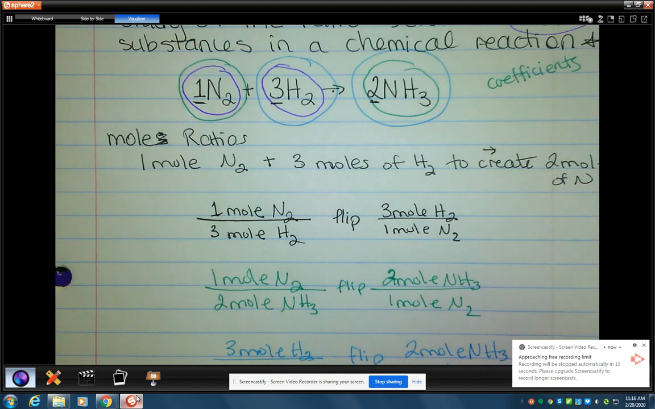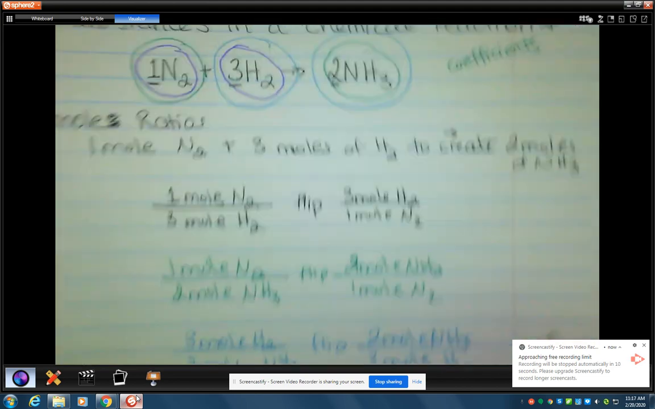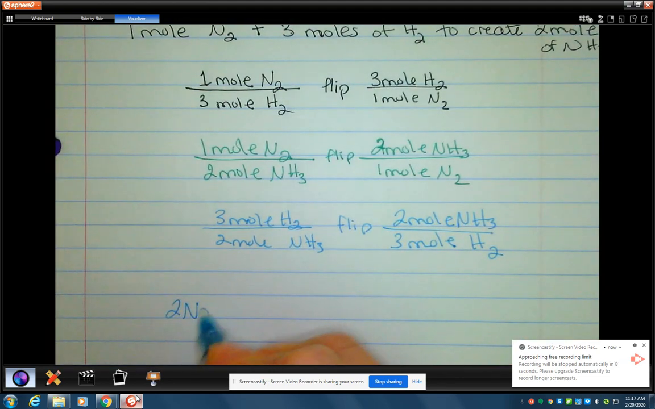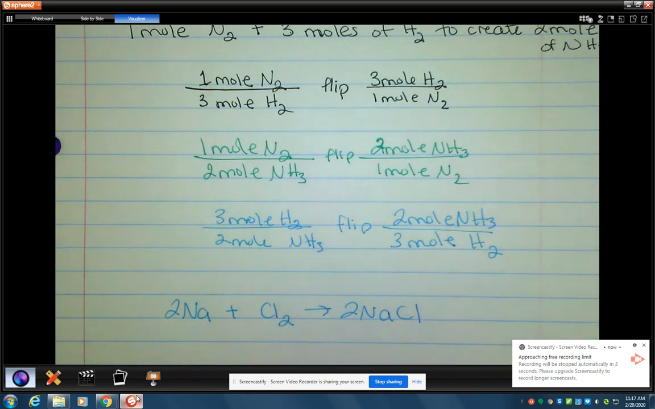So what I want you to do is I want you to solve the mole ratios for this given equation and then get checked off by your teacher to move on to the next stage of this assignment.